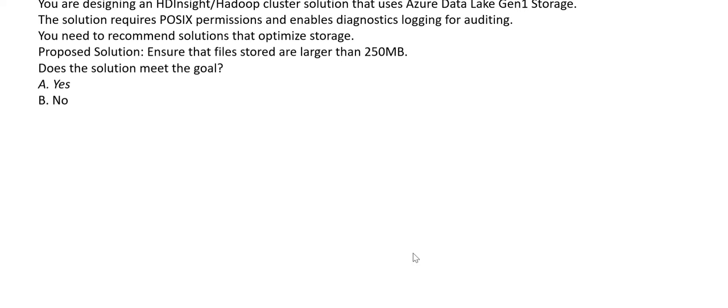Now let's break down this question. First, try to understand what the keywords are. I see two keywords here. One is Azure Data Lake Gen 1 storage, and the second is that you need to recommend a solution that optimizes storage. So this question is about storage optimization, and the storage being used here is Azure Data Lake Gen 1 storage. Now, what is the keyword in the answer? The proposed solution: files should be stored larger than 250 MB. This is the proposed solution.